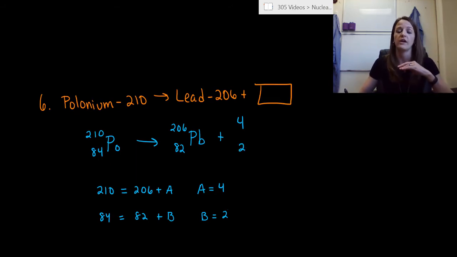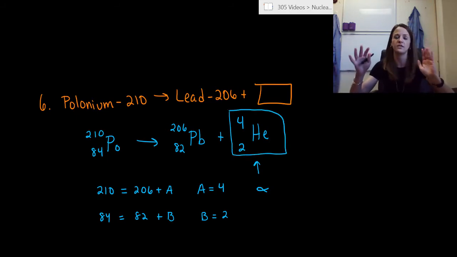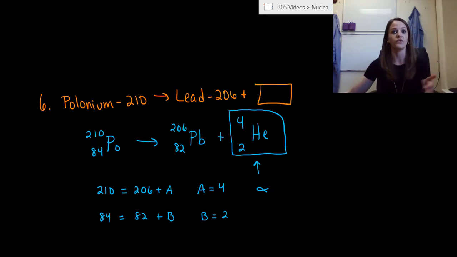So now we have 4, we have 2. This is definitely what we would call helium, but we would also refer to this as an alpha particle. So if you ever see 4 at the top, you should be immediately thinking, is this an alpha particle? And see what you can do to solve for that, okay? Hopefully this one makes sense.